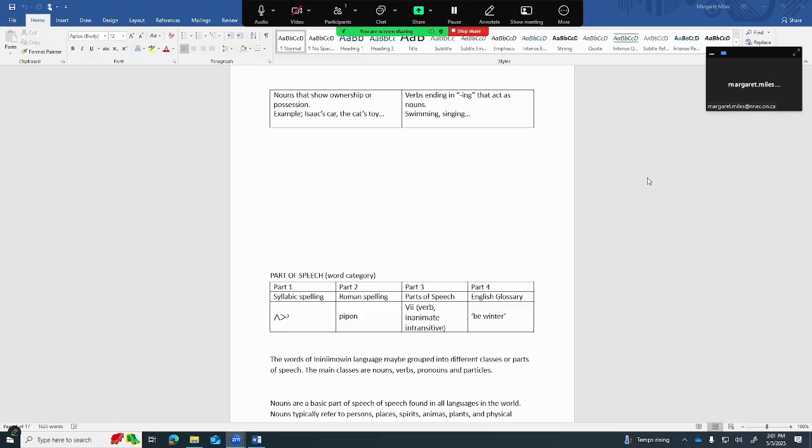Nouns are typically free words that answer questions like who and what. Most nouns are countable and can be either singular or plural. Nouns function as the subjects and objects of verbs.